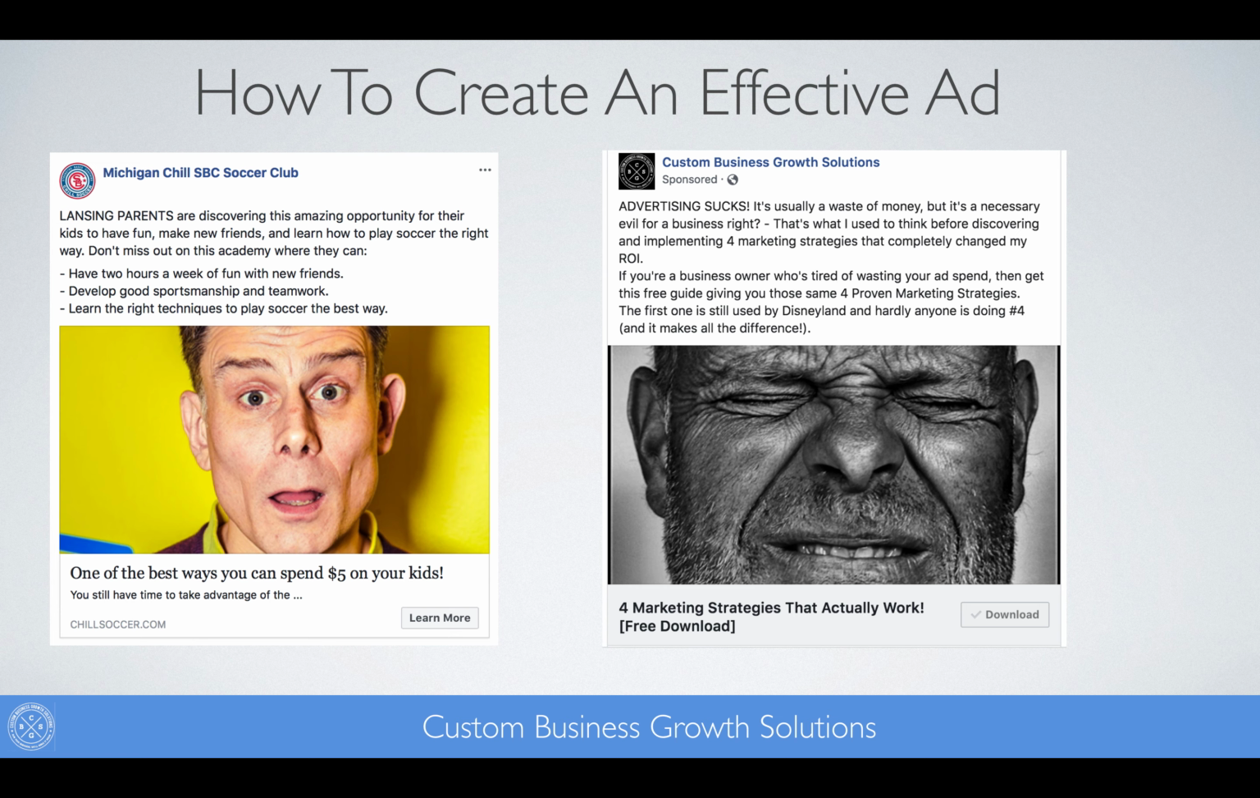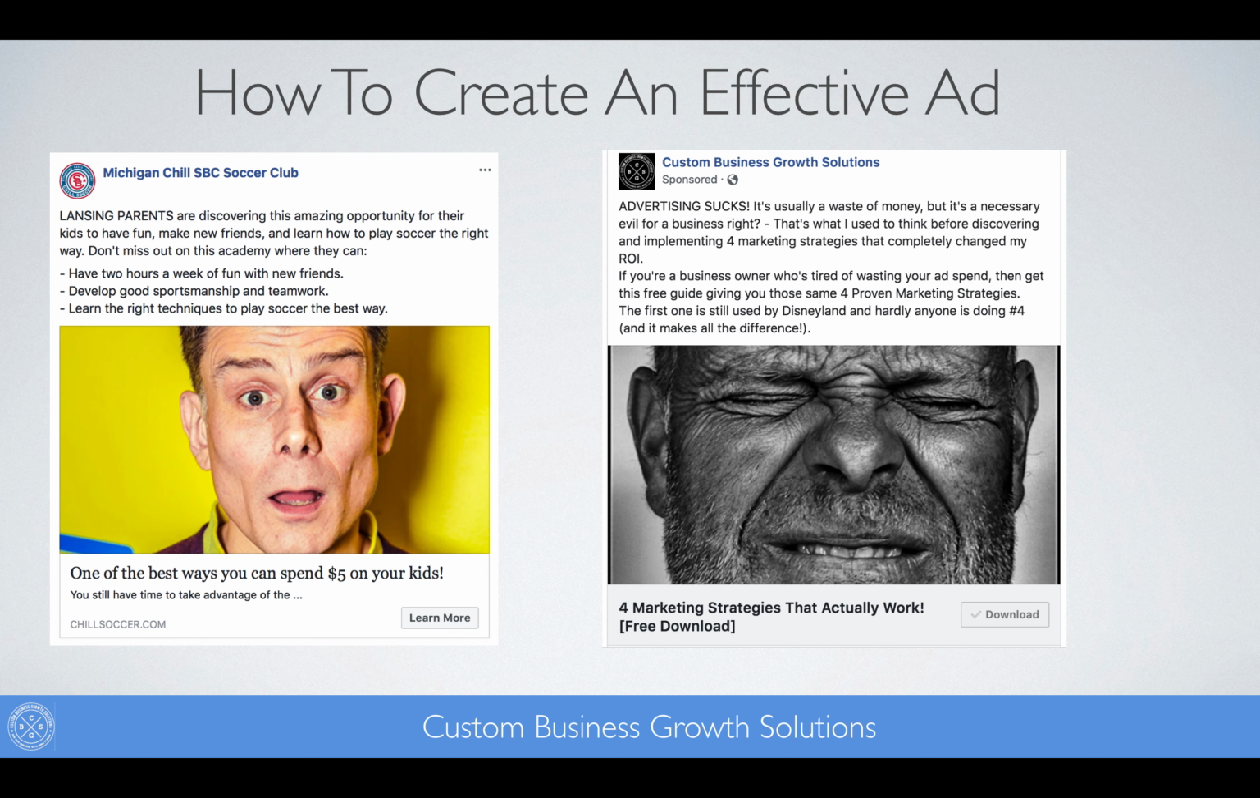Here's the benefits again. Have 2 hours a week of fun with new friends, develop good sportsmanship and teamwork, learn the right techniques to play soccer the best way. The headline below, one of the best ways you can spend $5 on your kids. Sounds cheap and interesting. You still have time to take advantage of the... There we go again. Again, we got a lot of interest. We actually doubled the youth academy at that soccer club by running this ad. Went from 35 kids to over 70 that responded to this ad.